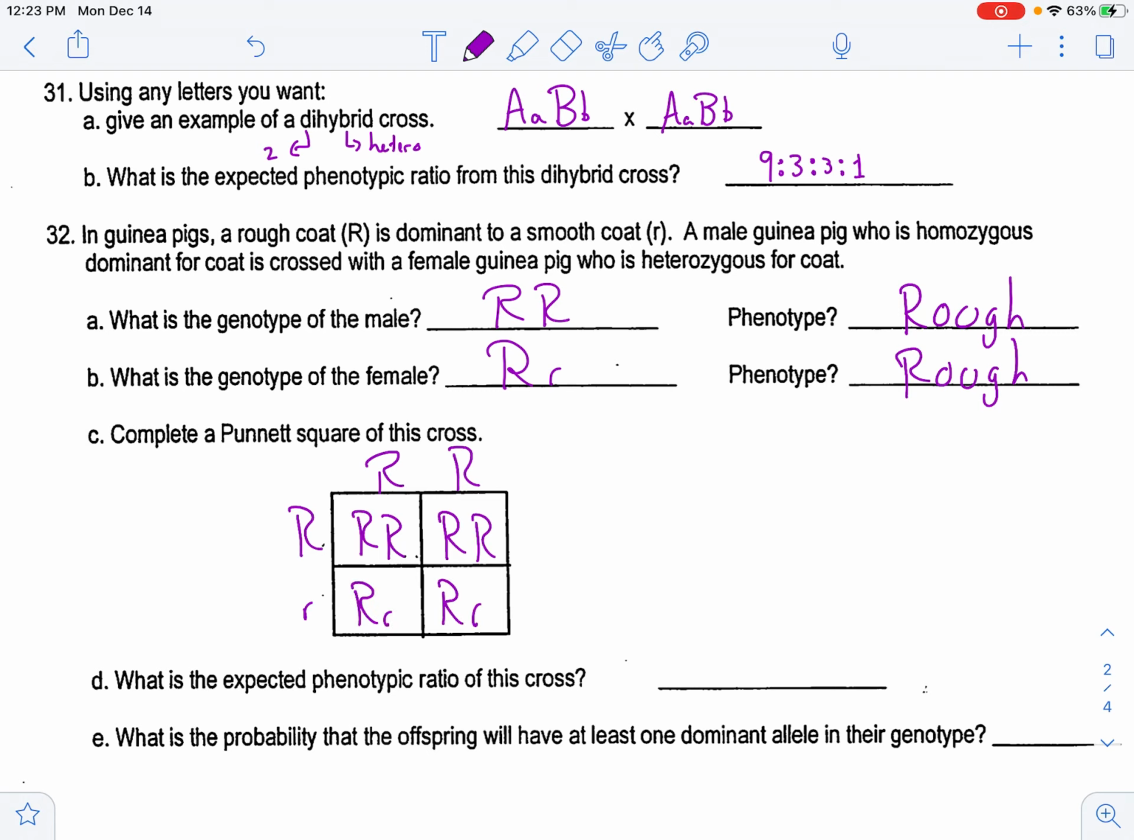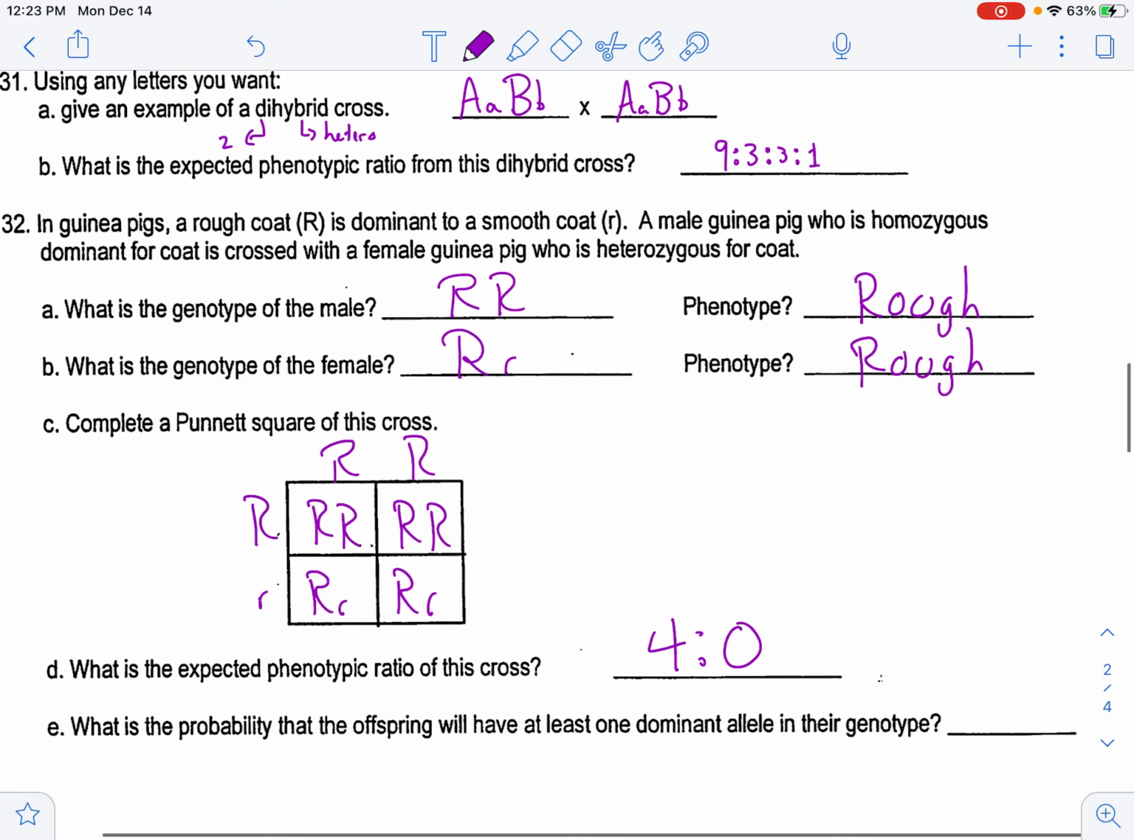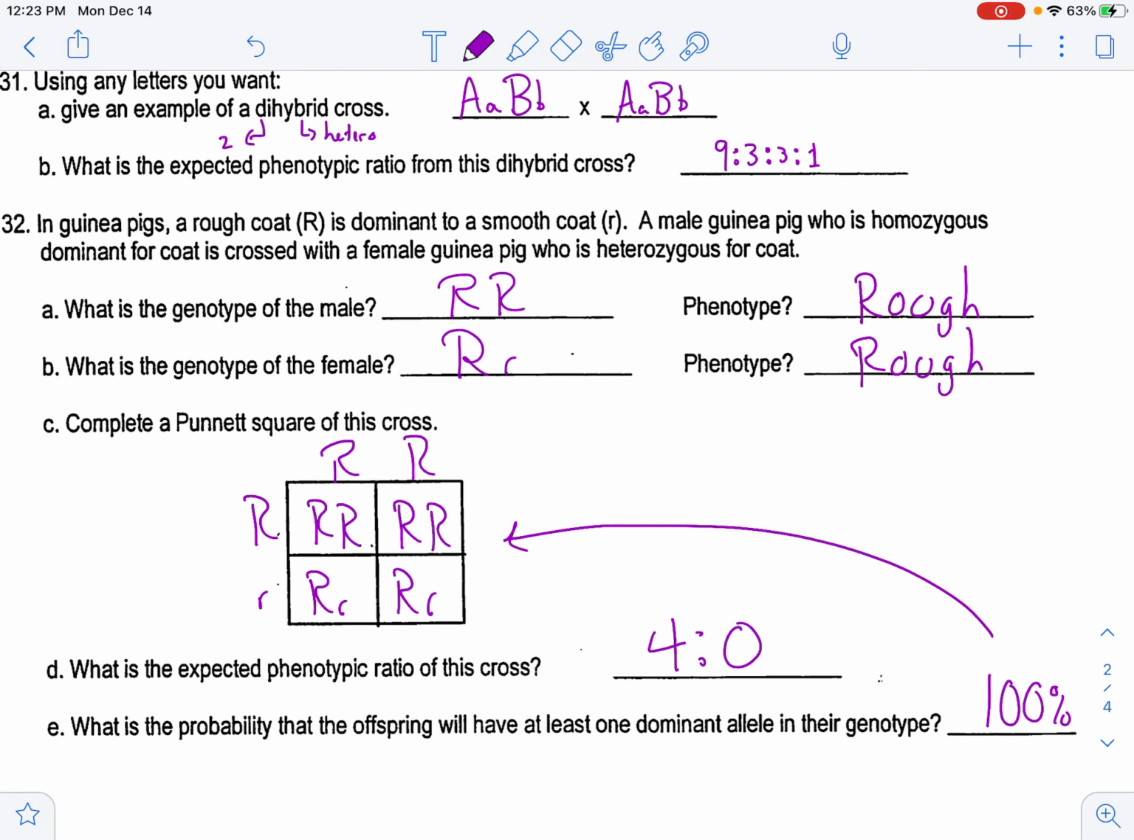So the expected phenotypic ratio, all of them are going to show the dominant trait because they all have one copy of the dominant allele. So it's going to be 4 to 0. So 4 dominant, 0 recessive. What's the probability that the offspring will have at least one dominant allele in their genotype? 100%. And you can look at the Punnett square to show this.